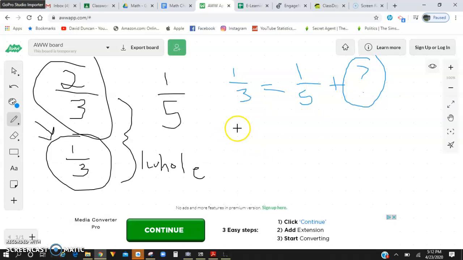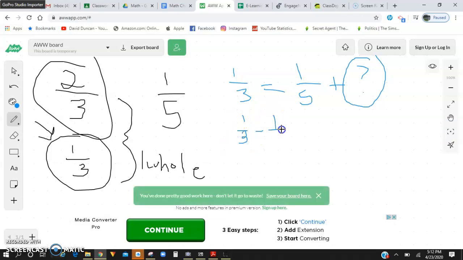So what I'm going to do is say, okay, 1/3, sorry guys, my mouse isn't working really well today, 1/3 minus 1/5 equals. Well, I know I'm going to have to do the butterfly method because my denominators are not the same, so I'm going to start with the butt of the butterfly. So 3 times 5 is going to get me 15 for my new denominator.